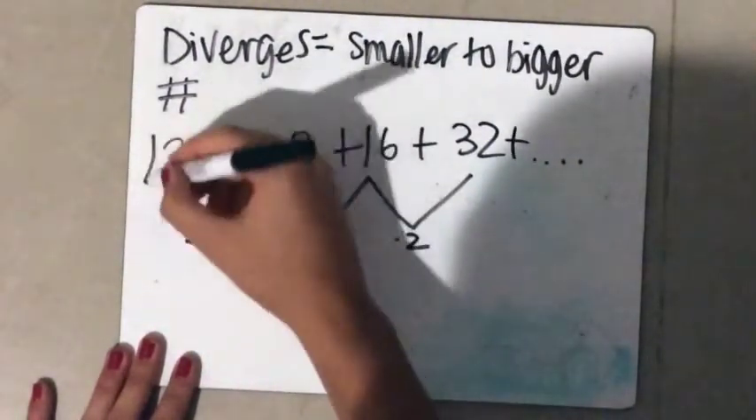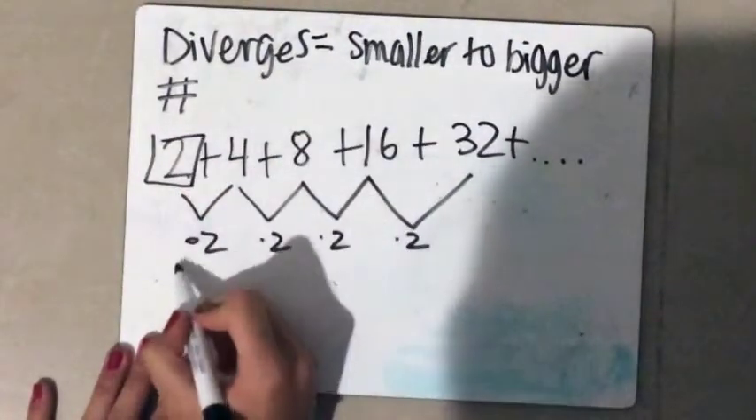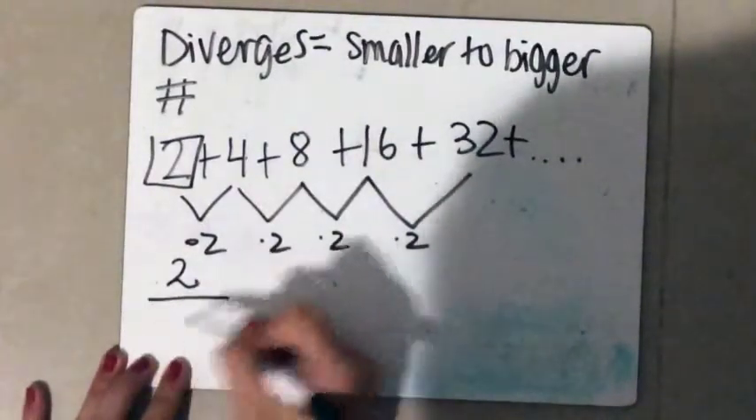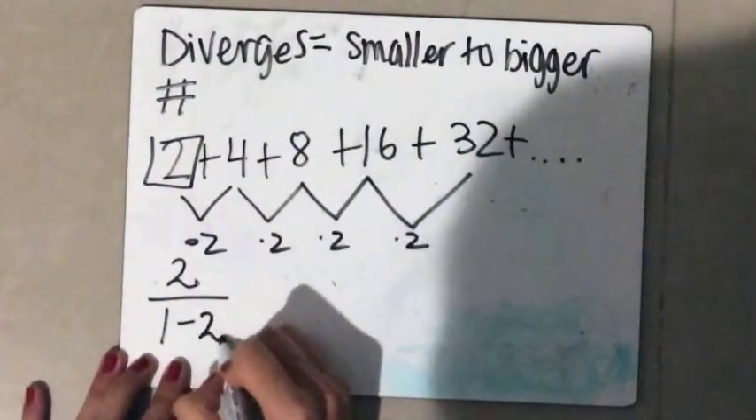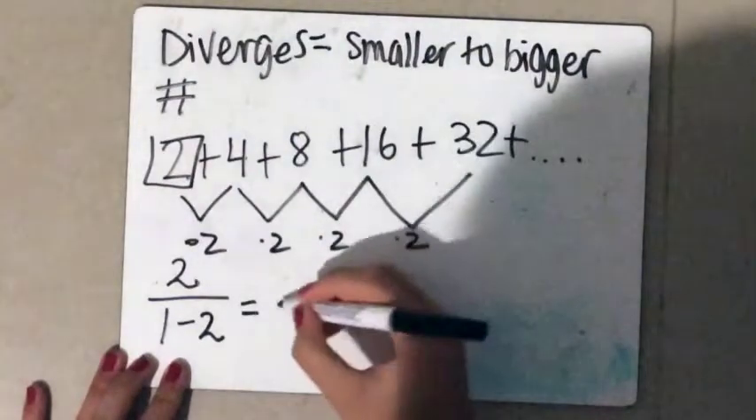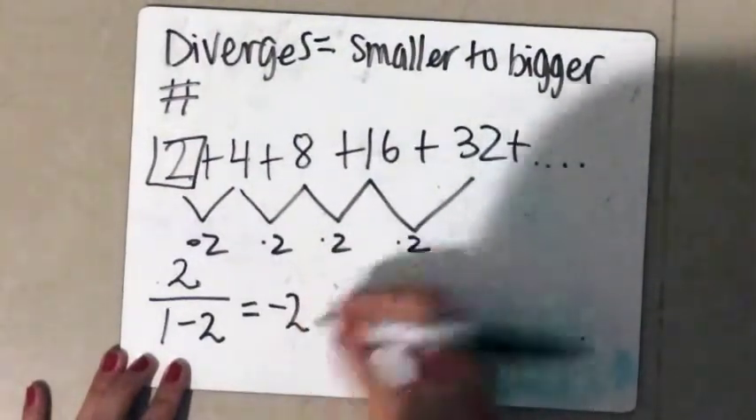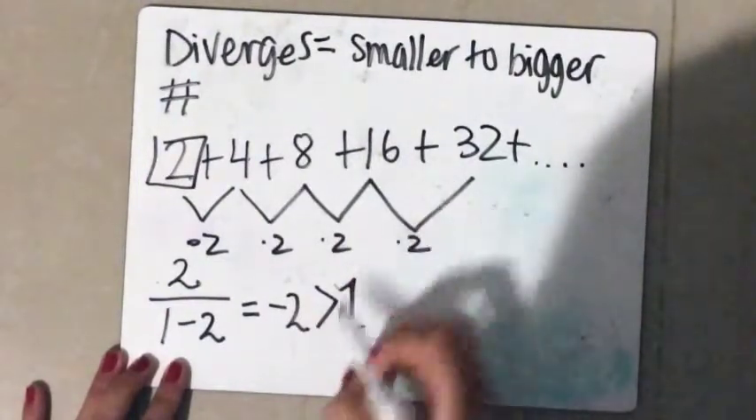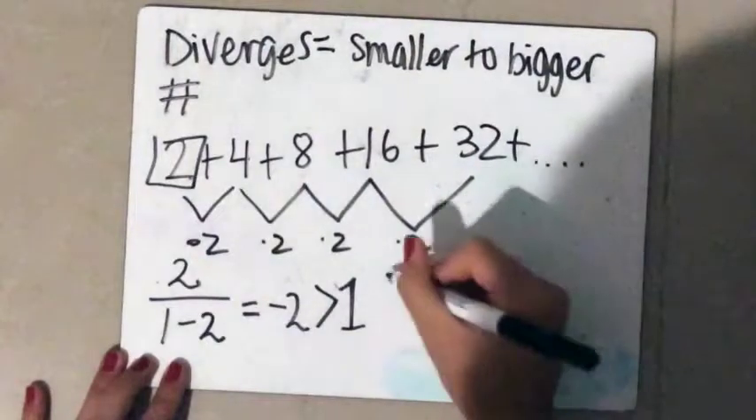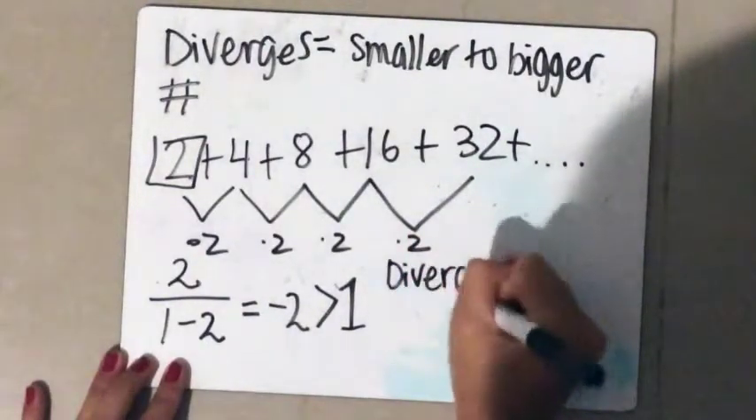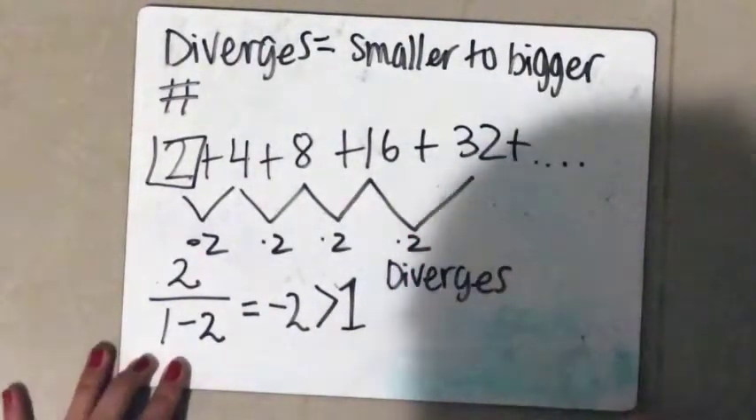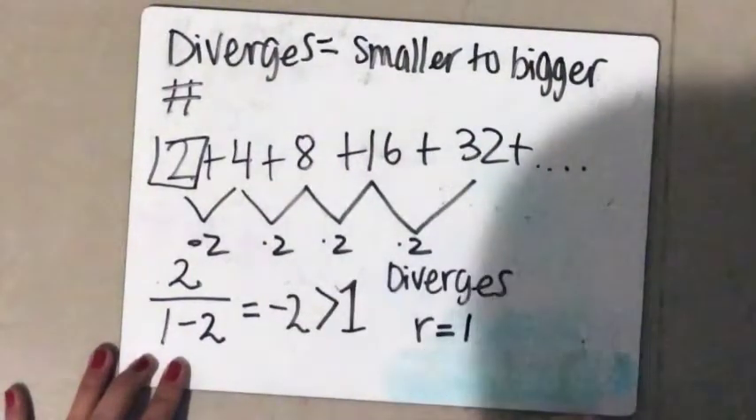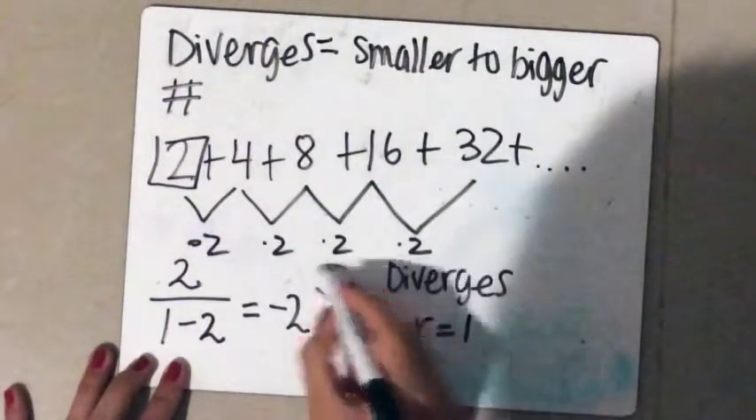First we need to choose a1, which is 2. So 2 divided by 1 minus 2. The answer will be -2. And -2 is less than 1, so 1 is greater than -2. So this diverges. It can also diverge if the r is equal to 1. So this is the answer.